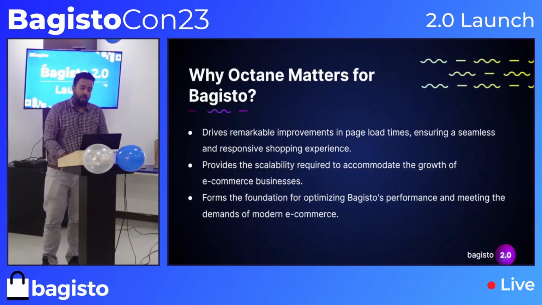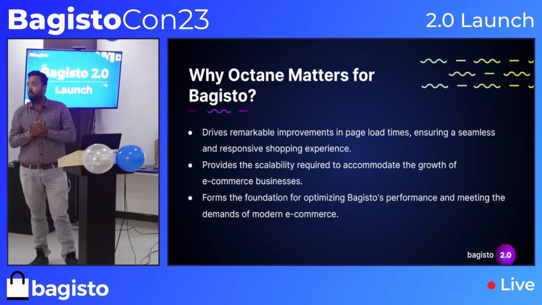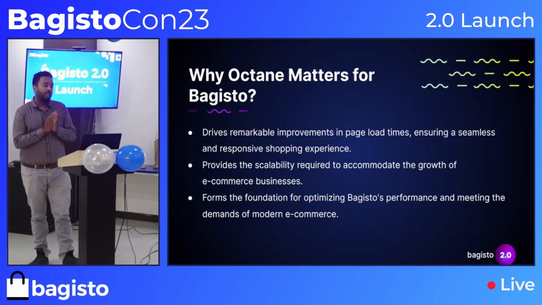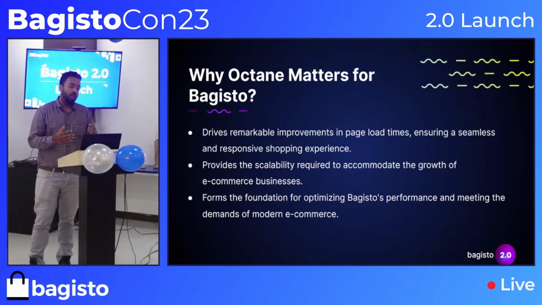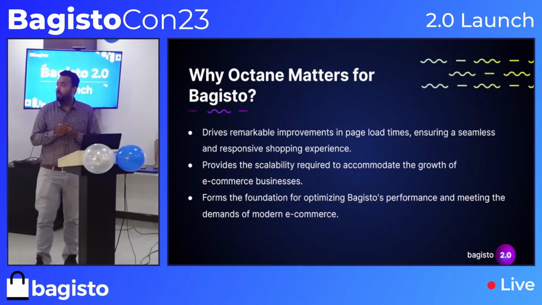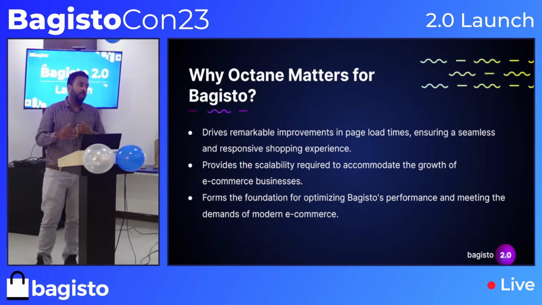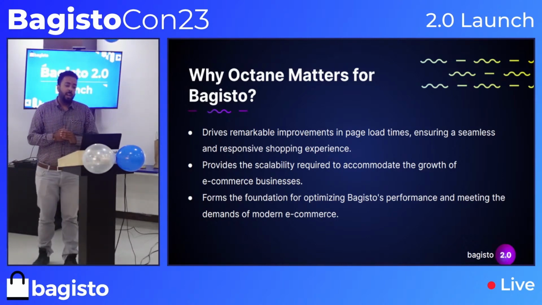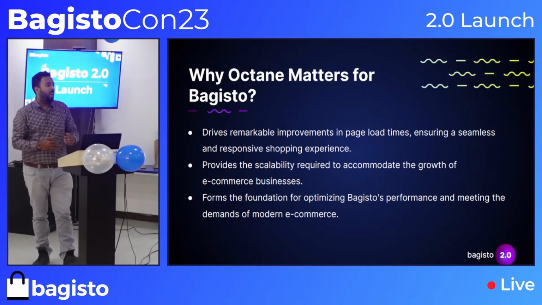Next I want to talk about why Octane matters for Bagisto. It drives remarkable improvement in page load time. It is very important to reduce your page load time and ensure a seamless experience, because faster page load time improves your shopping experience. The second thing is that when your traffic grows and your site is super fast, scalability is a very important factor. And the third thing is that it forms the foundation for optimizing Bagisto's performance.